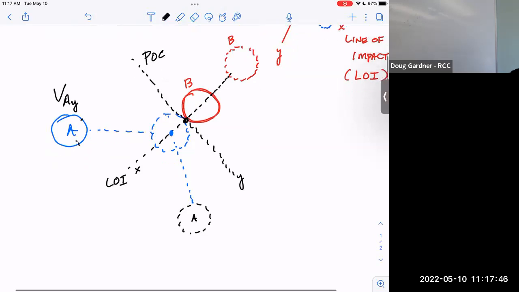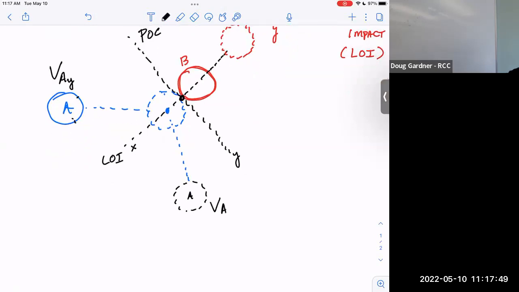But then when it bounces off, it still has a velocity in Y, but what's the difference between the two? If this is the initial and this is the final, and it also has a initial in the X direction and a final in the X direction. The question is, how are those related to each other? I want you to think about it.